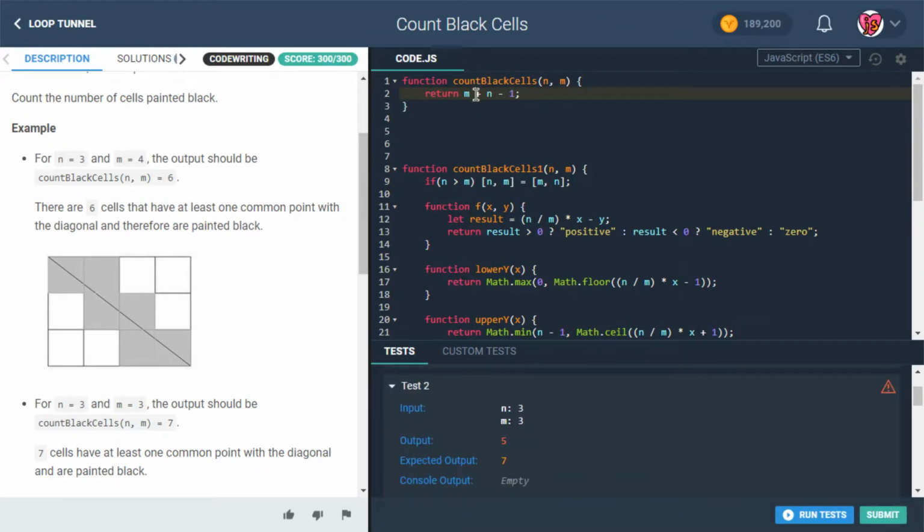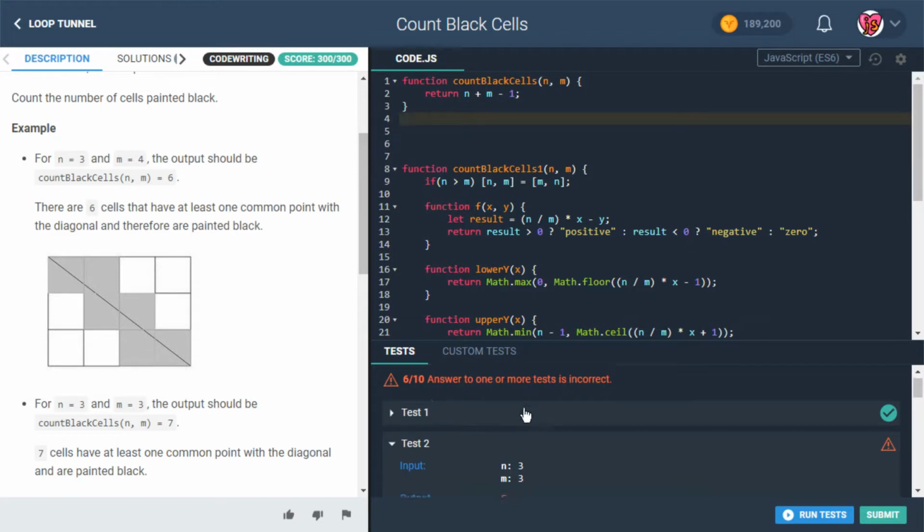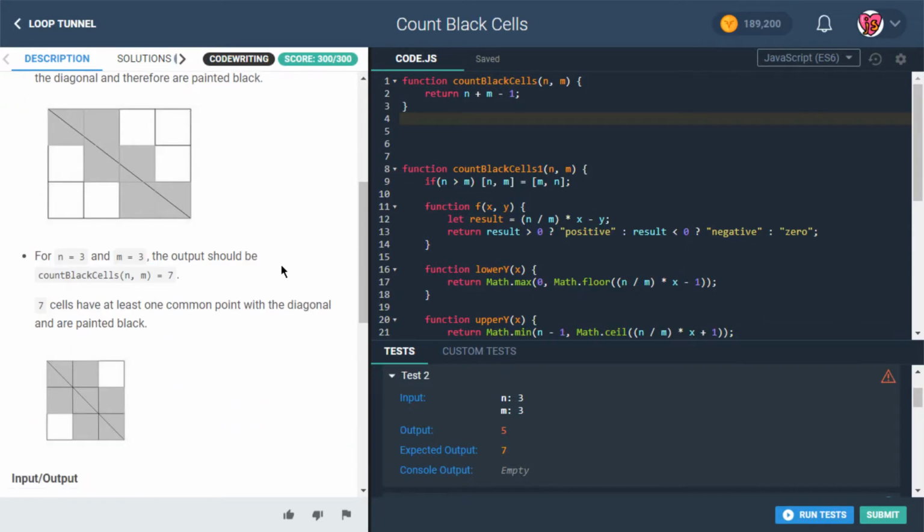Let's see if that passes any of these. So it looks like it passed the first. Hey, it passed 6 of these. You know what? The order's bothering me. Let's switch this. Oh, that's much better. Okay, great. So it's passing 6 of them, but one of the ones that's not passing is this one right here, the 3, 3 one. So maybe let's try to figure out why that is.